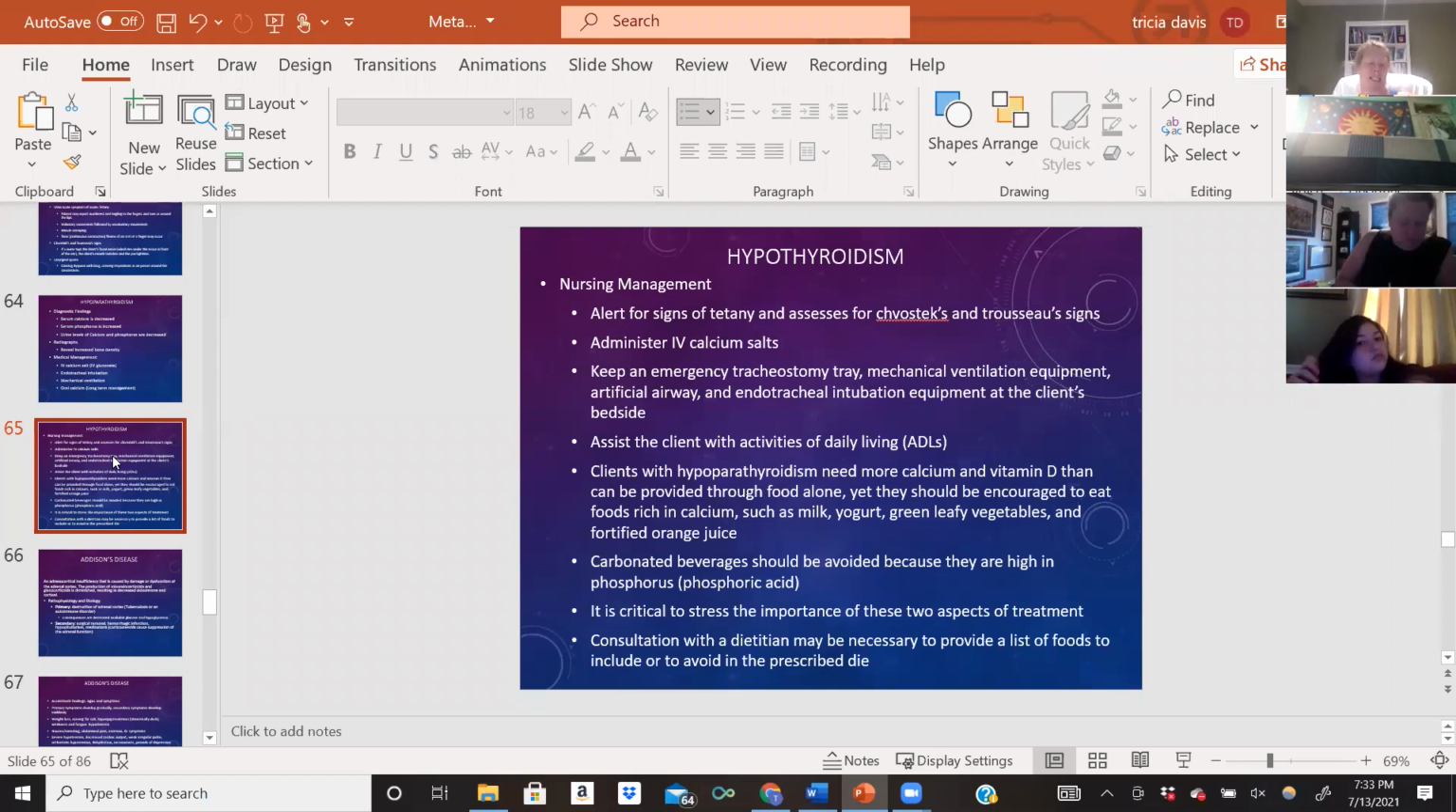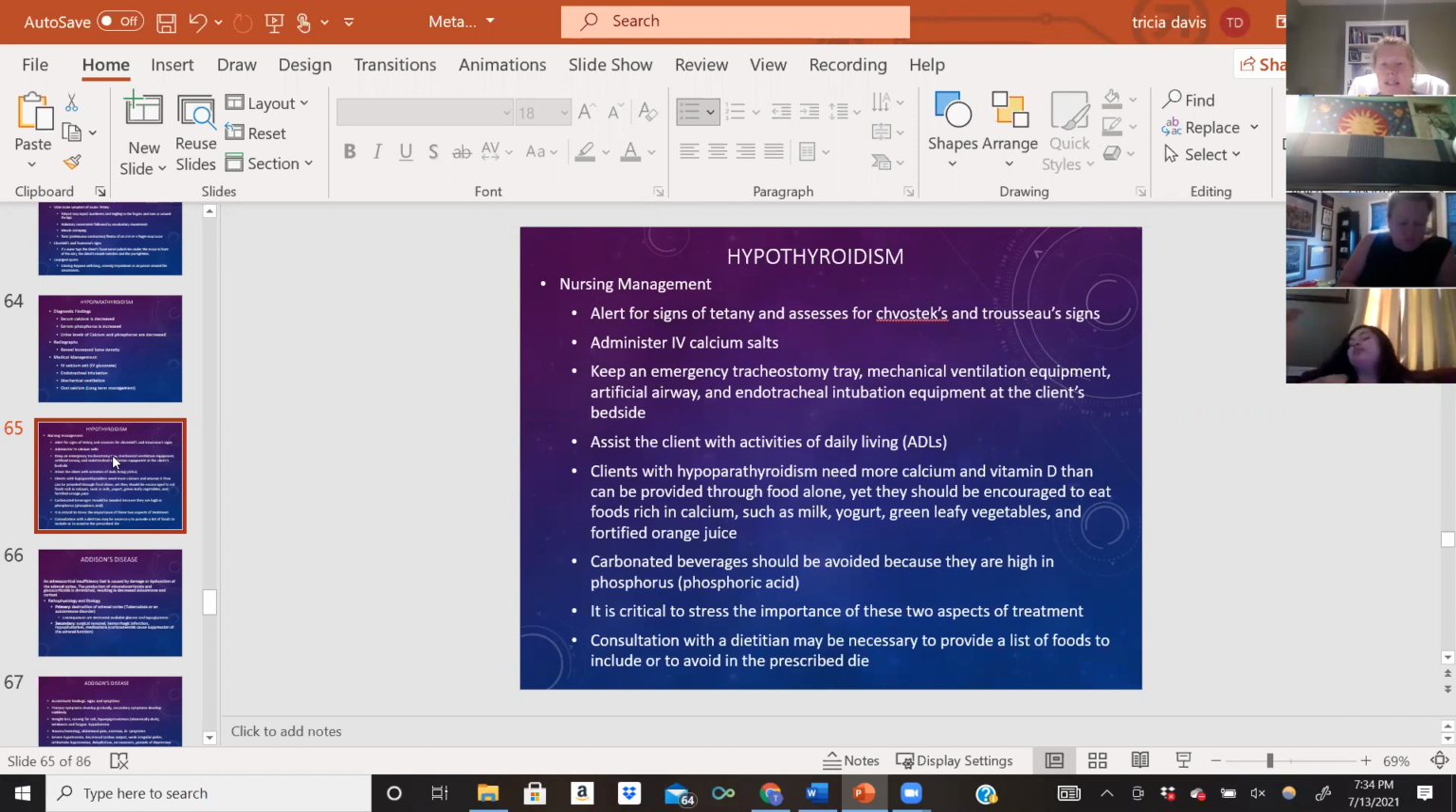That should all be there, and that's something you want to make sure you check every shift during shift change when you're getting report on your patient. You want to make sure you're assisting these clients with activities of daily living, so helping them cut up their meals if they need to, helping them eat, and helping them shower and get dressed every day.